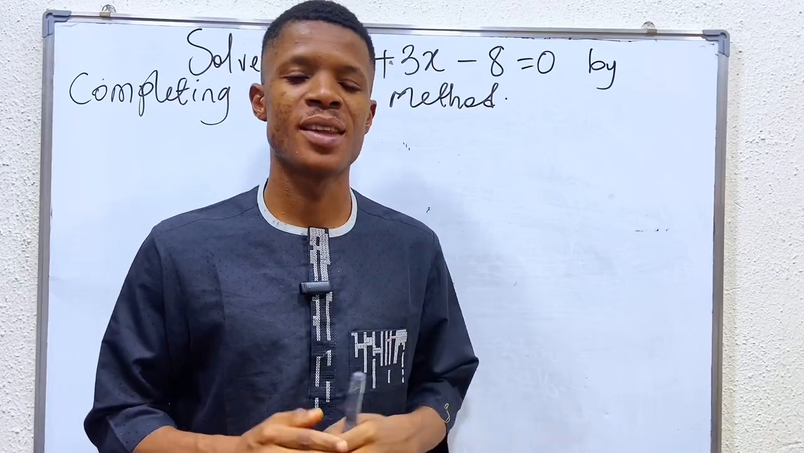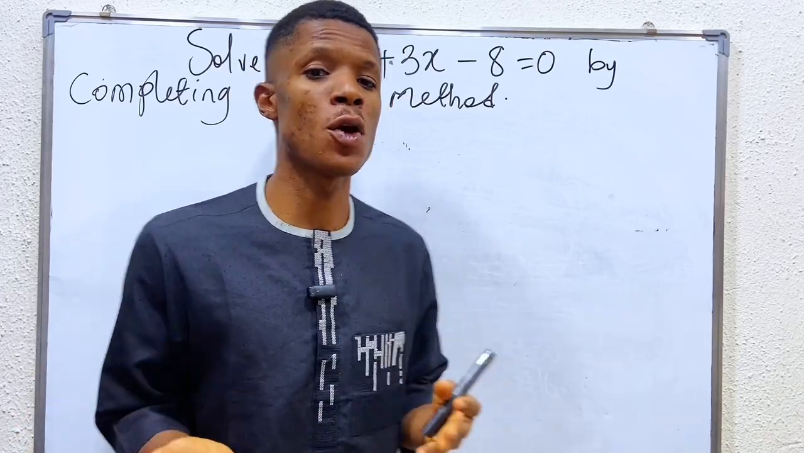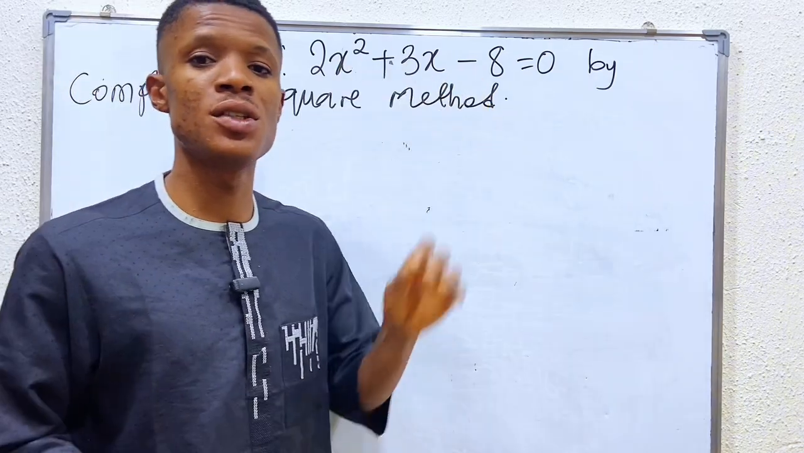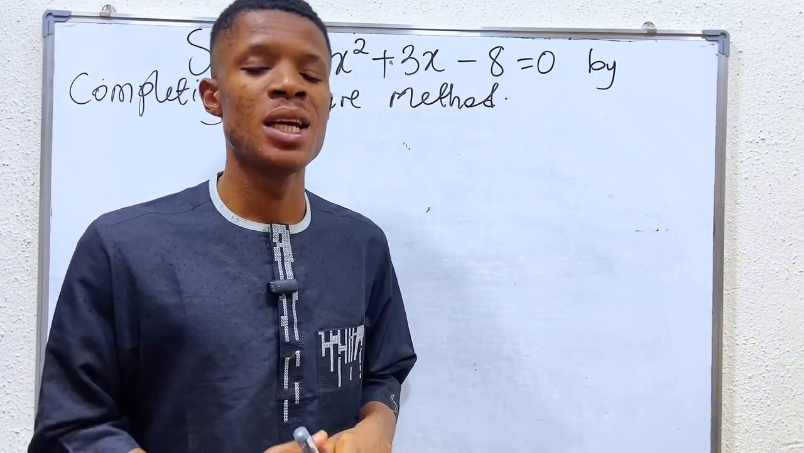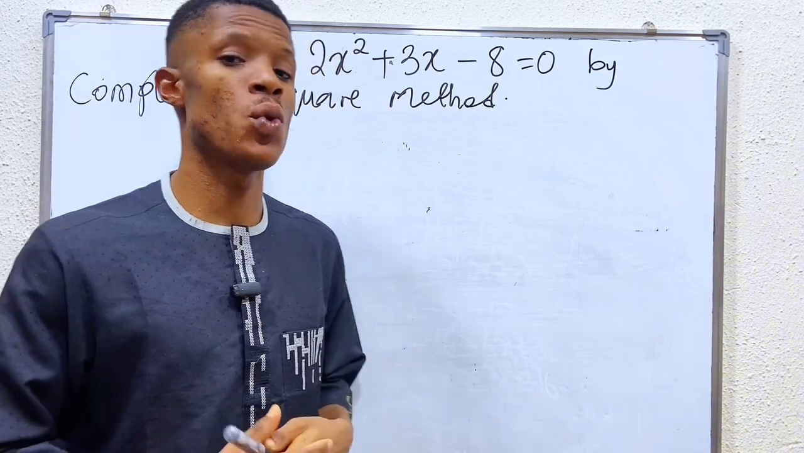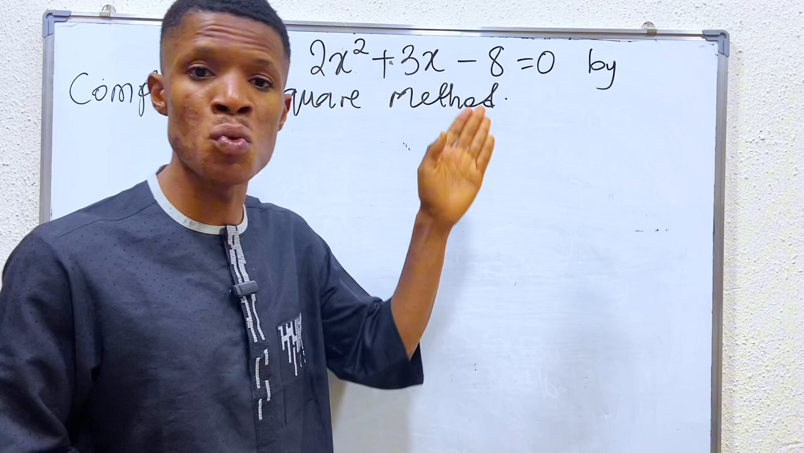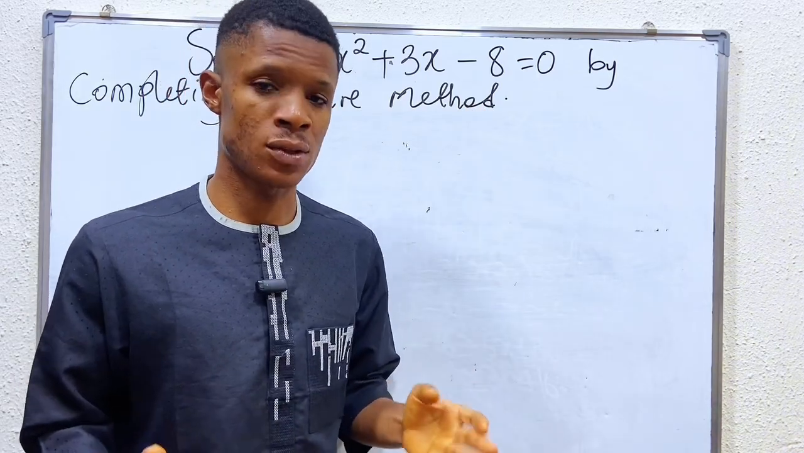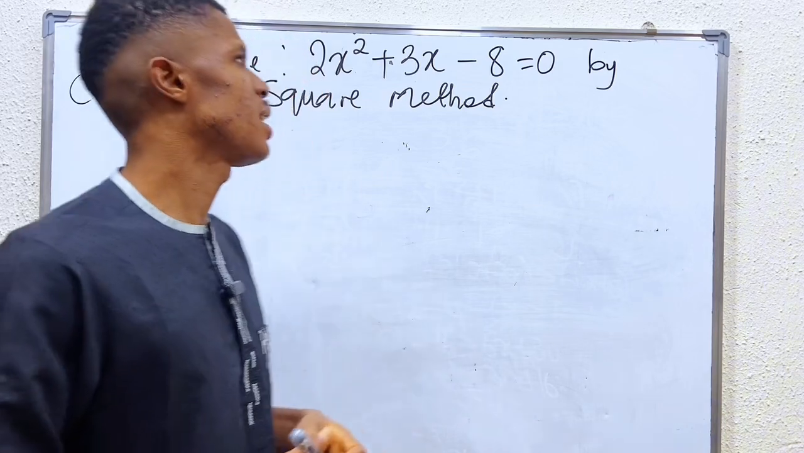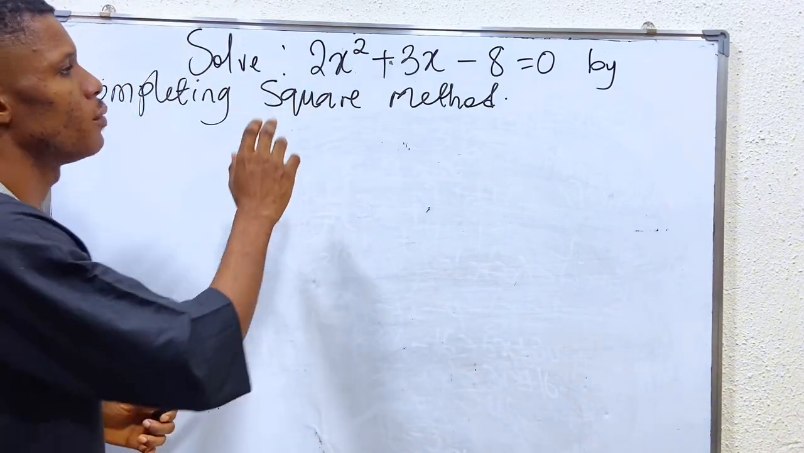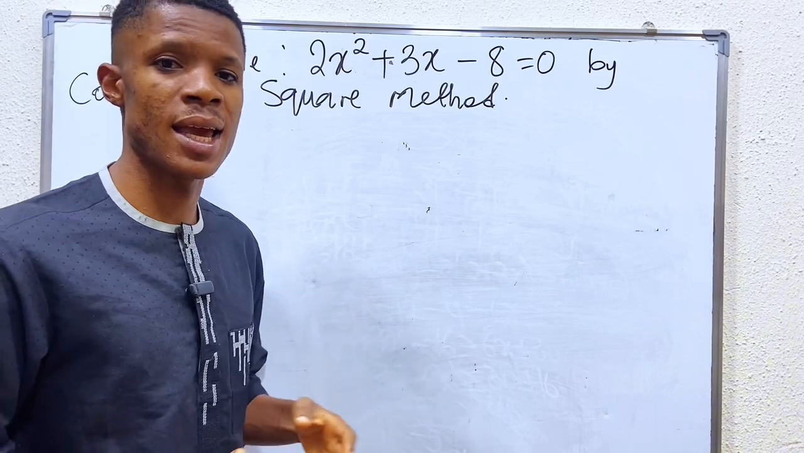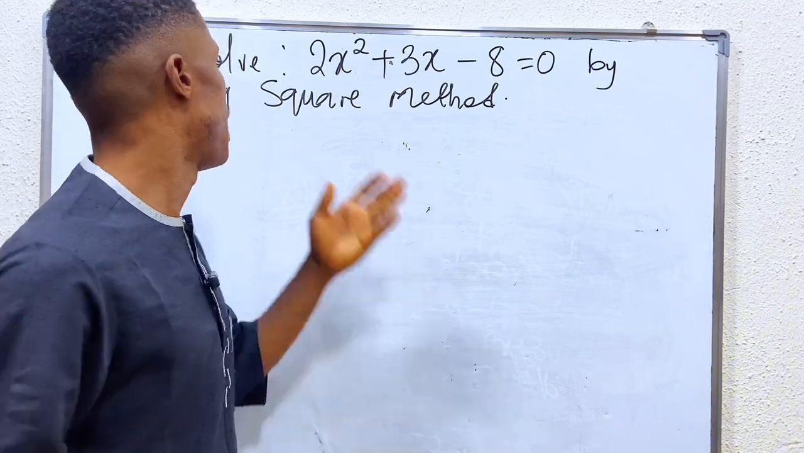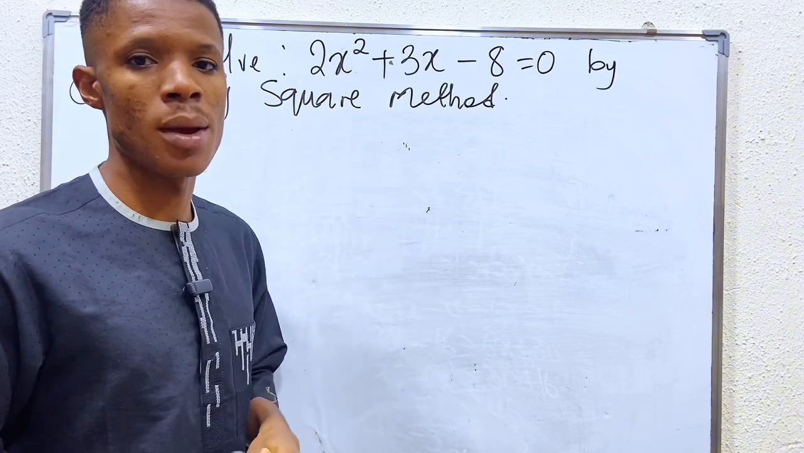Guys, welcome. In this episode, we are going to solve a quadratic equation using the completing square method. This method is very efficient when we cannot solve the equation by factorization. So let's take a good look at the question. We are told to solve 2x squared plus 3x minus 8 equals 0 by the completing square method.